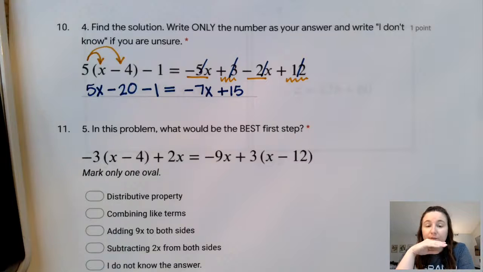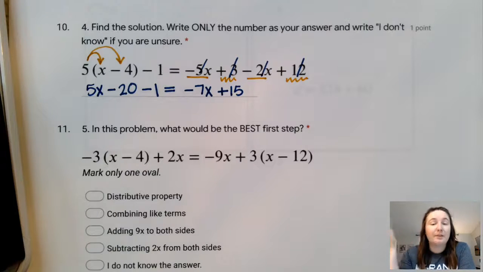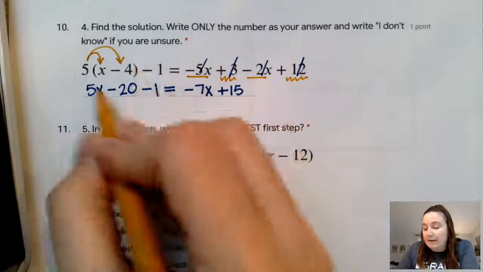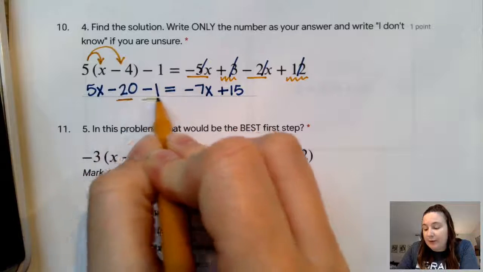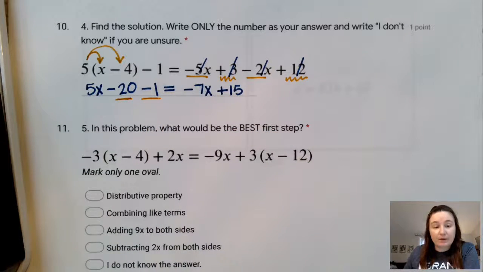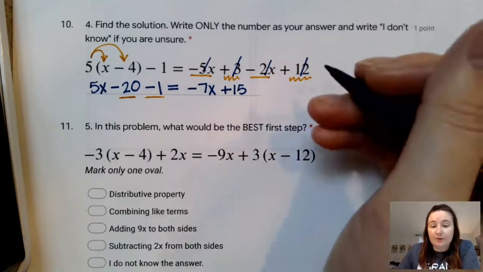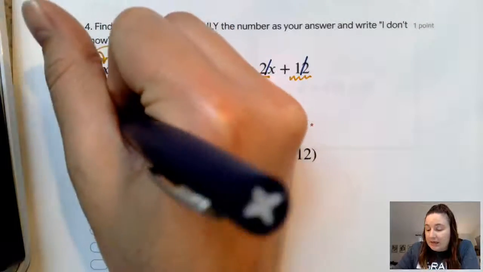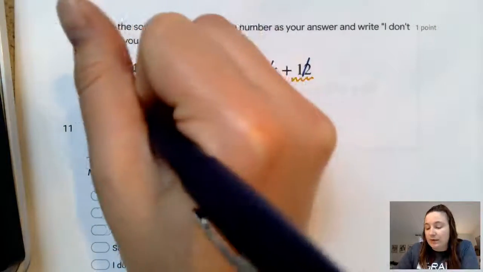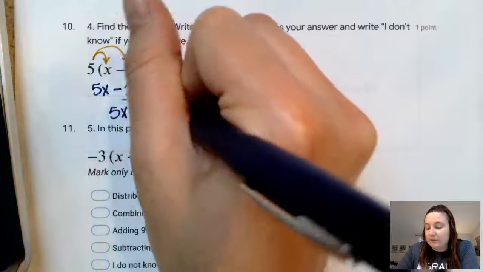But if you're getting more comfortable, the faster you can do it or the more steps you can do at once, the better. So now I noticed that when I did the distributive property, I created some more like terms for myself. So I'm going to combine those. Negative 20 minus 1 gives me negative 21.